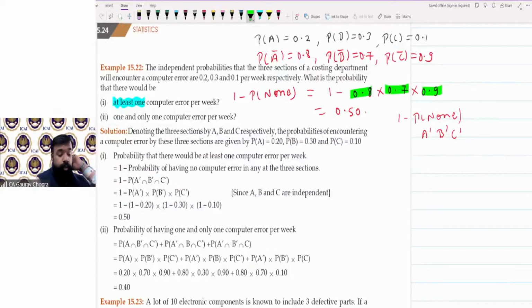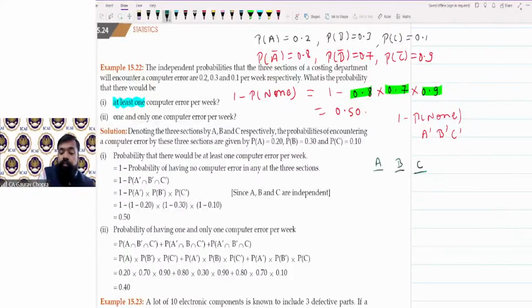So Narendra has also given the answer 0.504. Now the second part, one and only one computer error per week. Now one error per week. So how many possibilities are there?